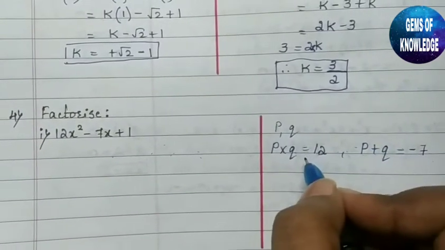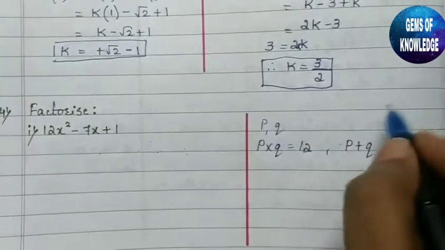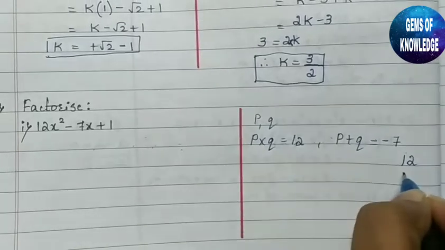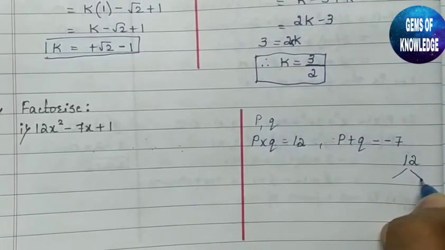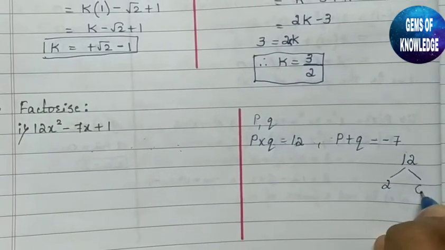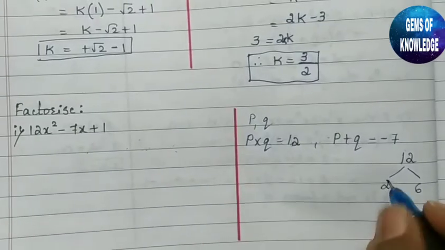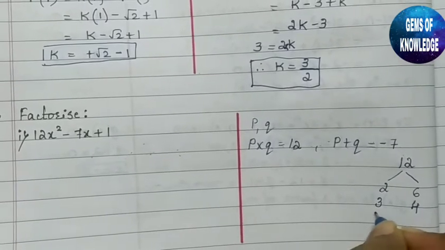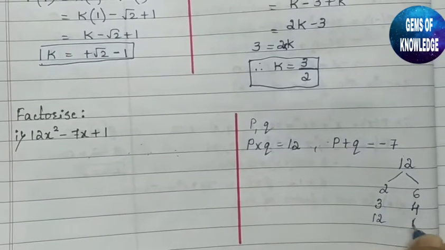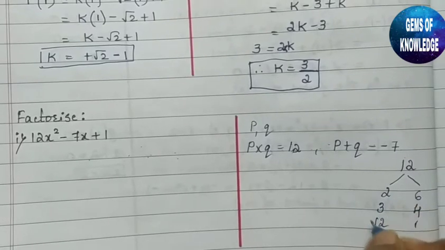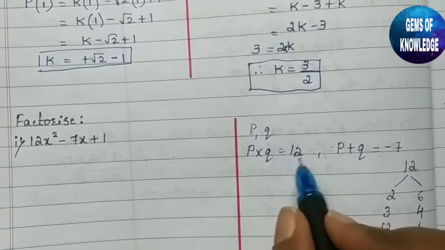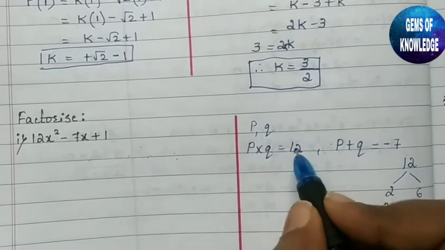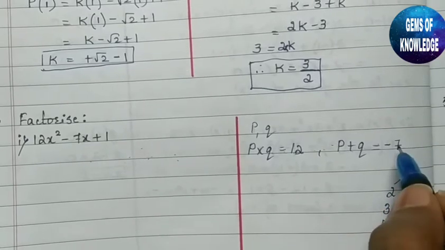For that, what you need to do here is open up 12. Here you can see 12 can be written as 2 6s are 12, and 3 4s are 12, and you can even see 12 1s are 12. So we need to find out which among these is best suited. When you multiply these two numbers, you have to get 12, and when you add these two numbers, you need to get minus 7.